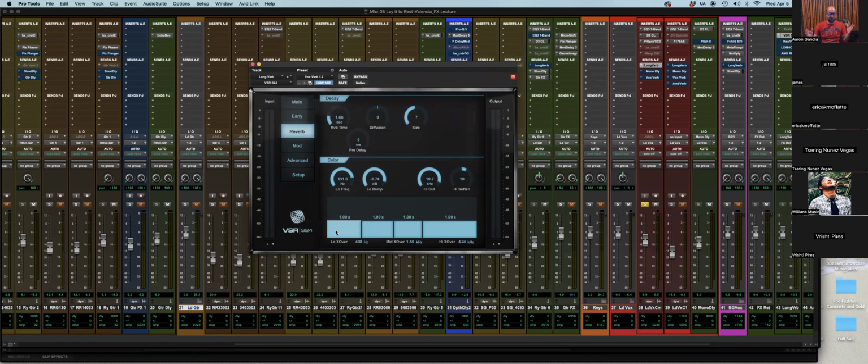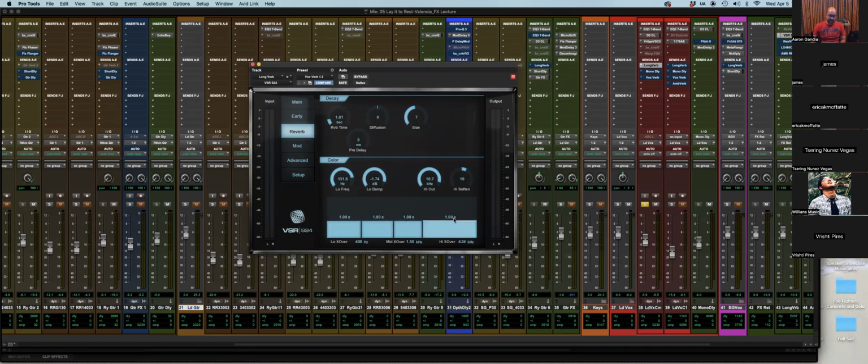What does that mean by multiplier? It's going to multiply this number, your reverb time, by whatever factor you have here. So let's go back to 1. So right now, reverb time multiplied by any of these is 1 second.